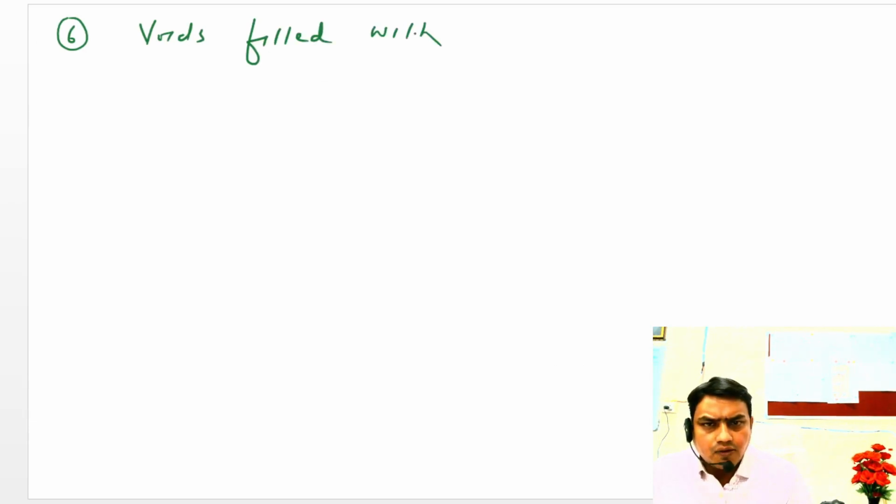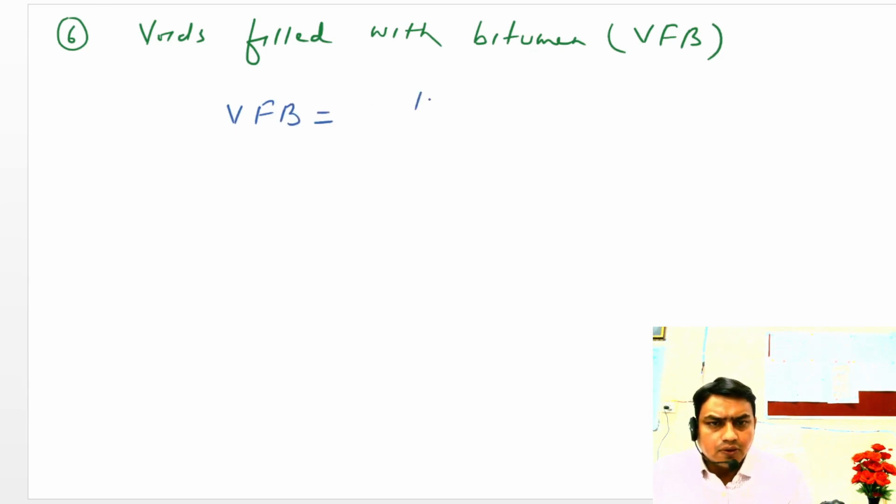Last term is called voids filled with bitumen, denoted by VFB. So VFB can be written as voids filled with bitumen is equal to 100 VB by VMA.